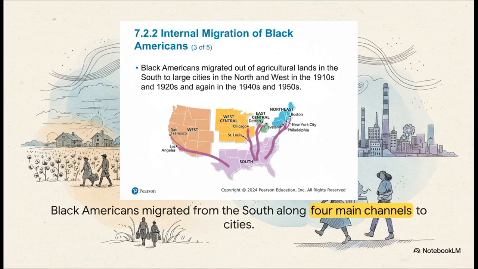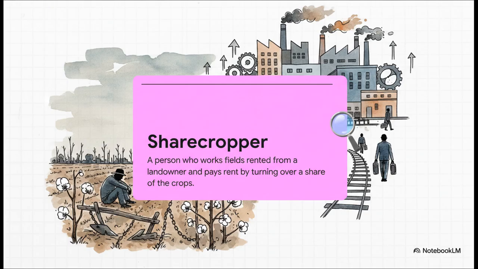Millions of Black Americans moved out of the rural South, pulled by the promise of industrial jobs and pushed by overwhelming racial discrimination. So to really get this, you have to understand the push and pull factors. The main push factor was the decline of the incredibly exploitative sharecropper system, which pretty much trapped families in a cycle of debt. And the pull factor? Well, that was the promise of factory jobs in booming northern cities like Detroit, Chicago, and New York.